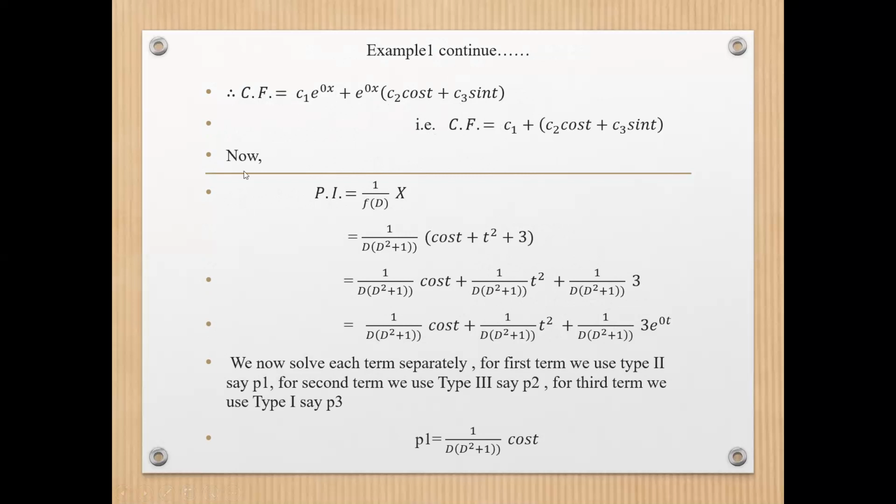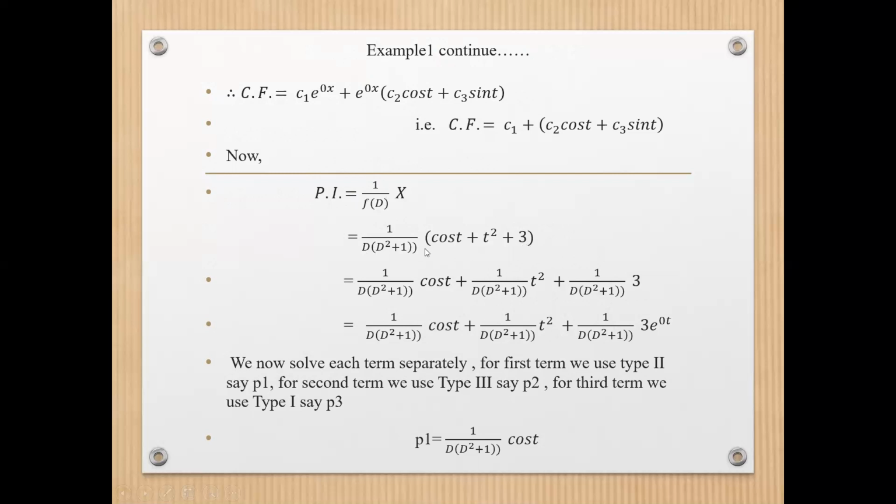Now we will go to find a particular integral. As you know, the definition of particular integral is 1 upon f(D) into X. What is f(D)? f(D) is nothing but D^3 + D, but this can be written as D(D^2 + 1), and capital X is nothing but the right hand side of the given equation, that is a cos t + t^2 + 3. Now here are three terms, cos t, t^2, 3.